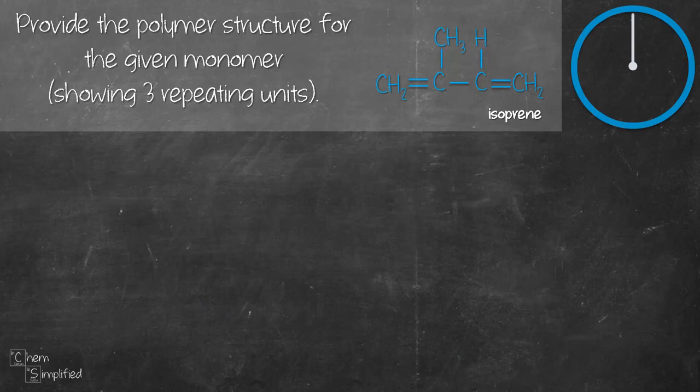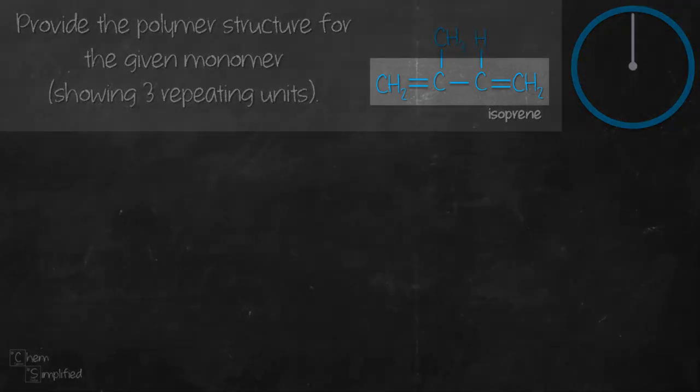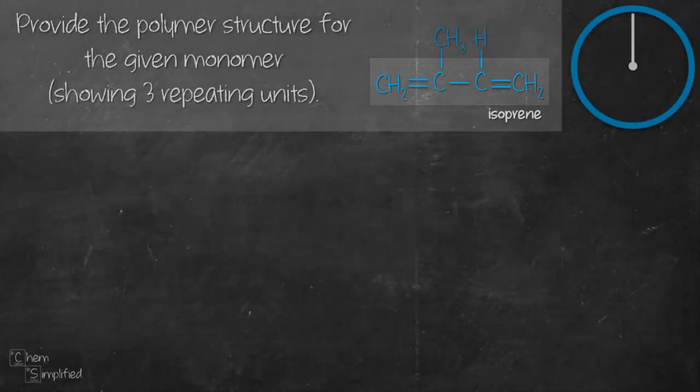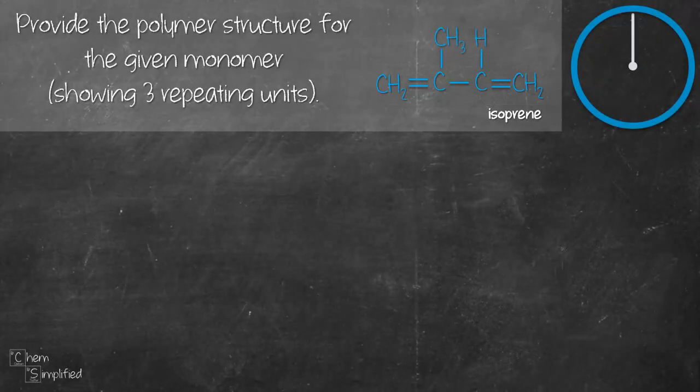Here's the question. We need to provide the structure of the polymer that is formed from this given monomer. The monomer that we have contains two CC double bonds. This monomer that is given is called isoprene. And the polymer structure that we are going to draw from isoprene is going to be polyisoprene, which is rubber.